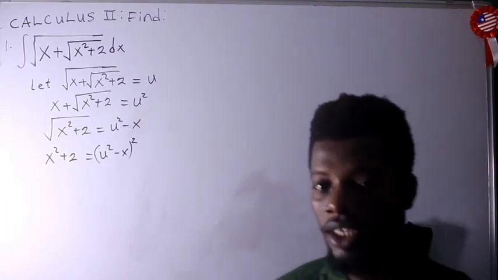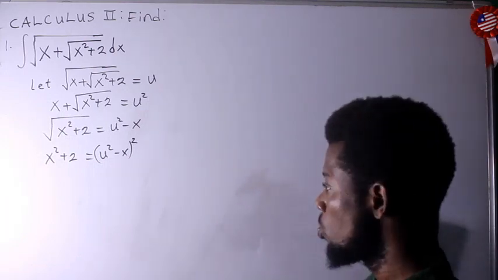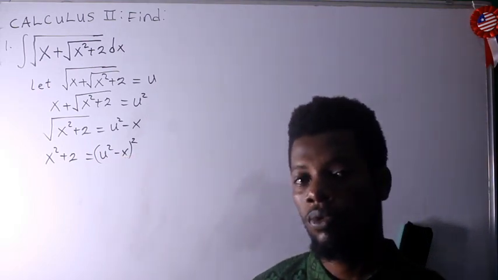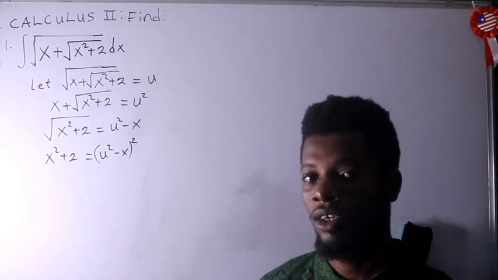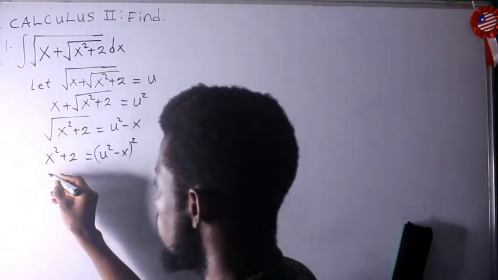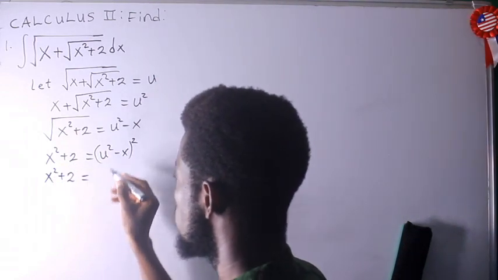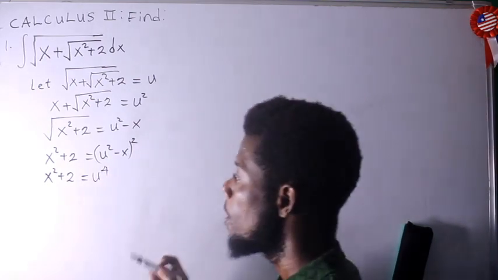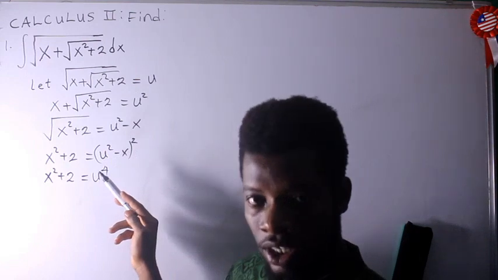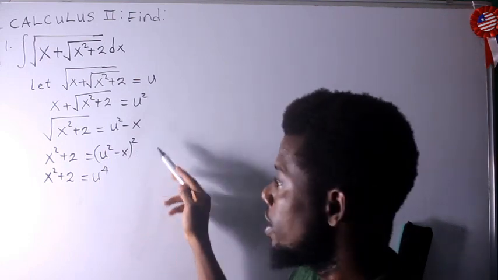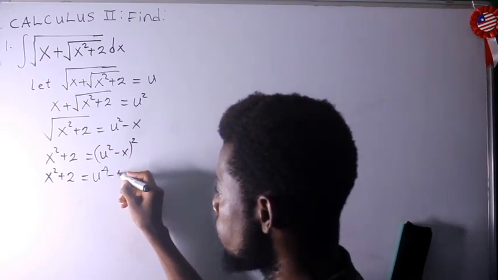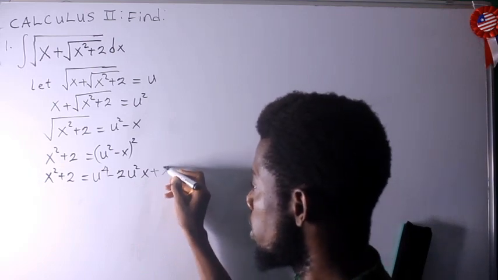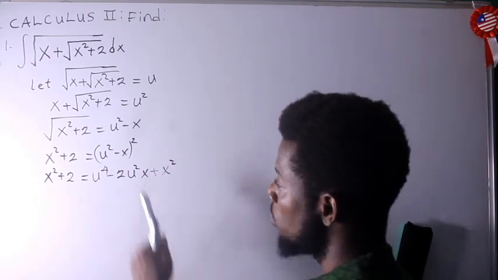Great. Now at this junction, we cannot go right ahead to differentiate because we have an x here. So the best thing we want to do is to expand the right hand side. So we have x squared plus 2 equals, we expand this: u squared all squared is going to give us u to the 4th. And then we multiply u squared by negative x, which is negative u squared x, and multiply the result by 2, we have negative 2u squared x. And then we square the last term, we have plus x squared. Great, that's the expansion of this term.